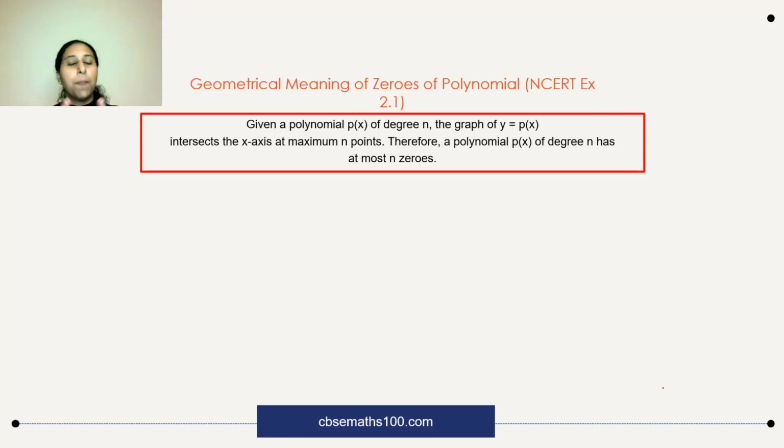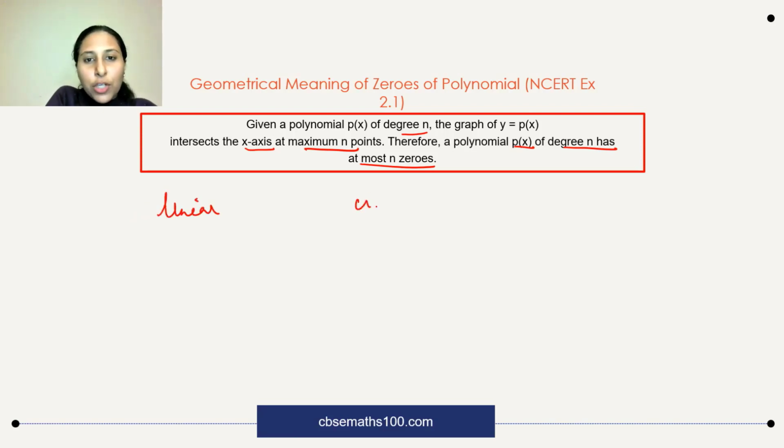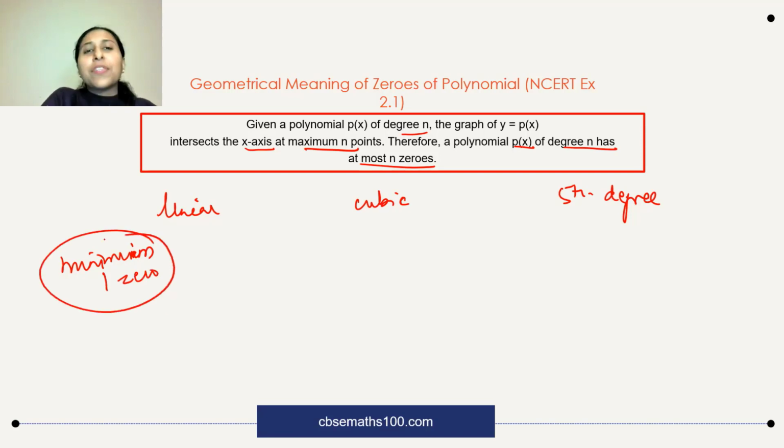If you have a polynomial p of x of degree n, it means that it intersects the x-axis at a maximum of n points. So a polynomial p of x of degree n has at most n zeros. Only in the case of a linear polynomial, a cubic polynomial, or a fifth degree polynomial, that means wherever the degree is odd, remember there should be a minimum of 1 zero for sure.